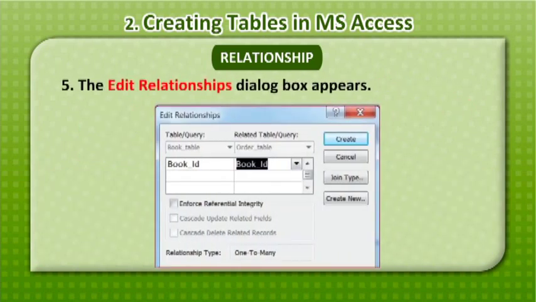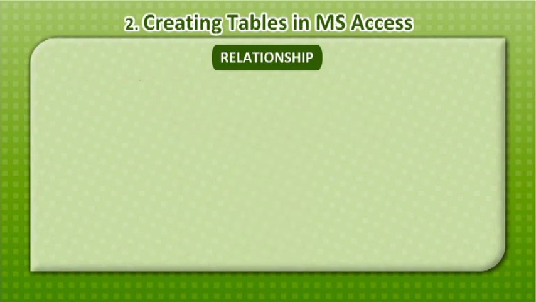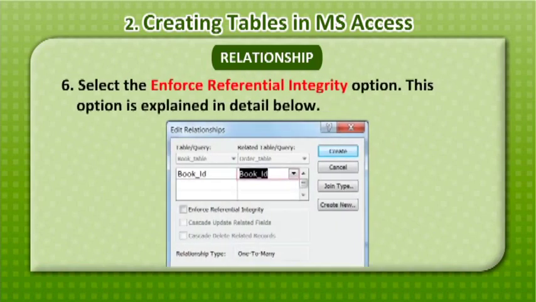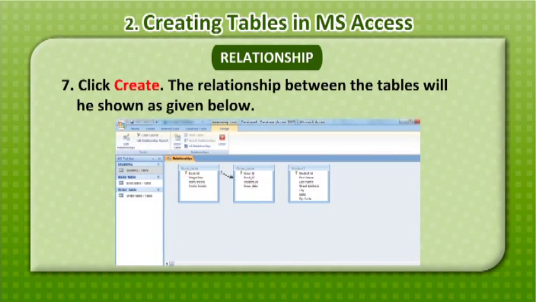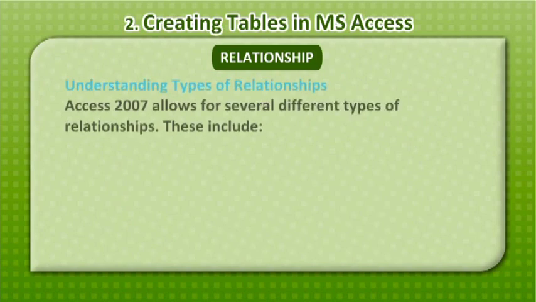5. The Edit Relationships dialog box appears. 6. Select the Enforce Referential Integrity option. This option is explained in detail below. 7. Click Create. The relationship between the tables will be shown as given below.